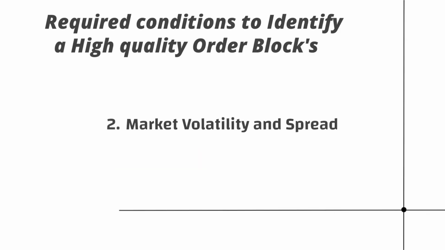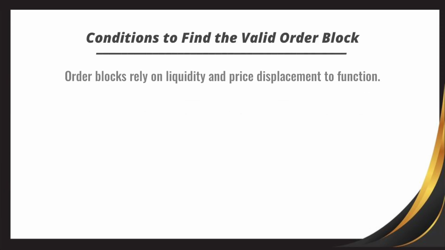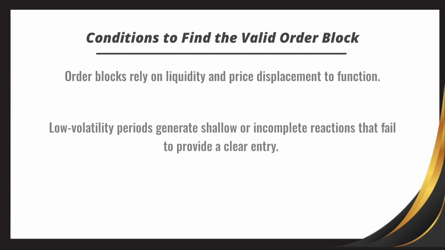The second factor you need to consider when trading order blocks is market volatility and spread, which determine whether an order block can produce a technically valid reaction. Order blocks rely on liquidity and price displacement to function, so low volatility periods generate shallow or incomplete reactions that fail to provide a clear entry.